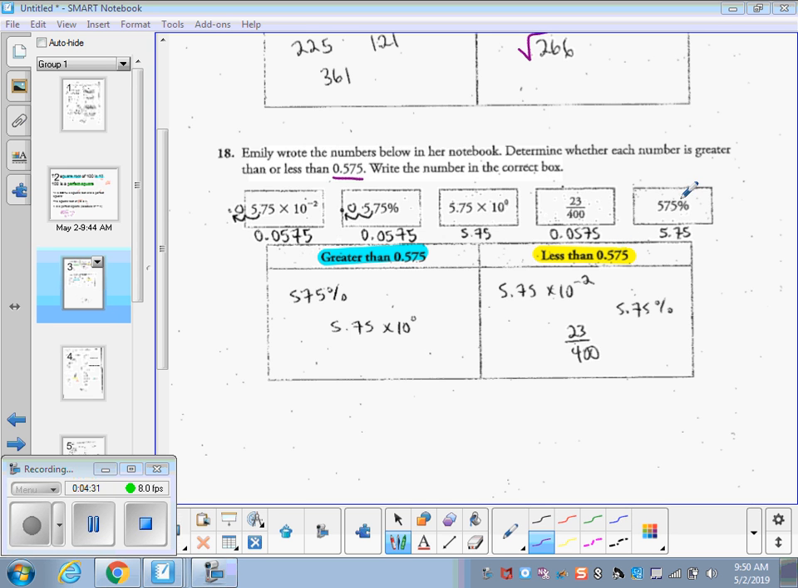And then here, 575%, when you move the decimal back twice, you get 5.75, and 5 wholes would be much larger than something that's not even a full whole. So we had this answer right here, and this answer right here were the 2 that we put over here for greater than.